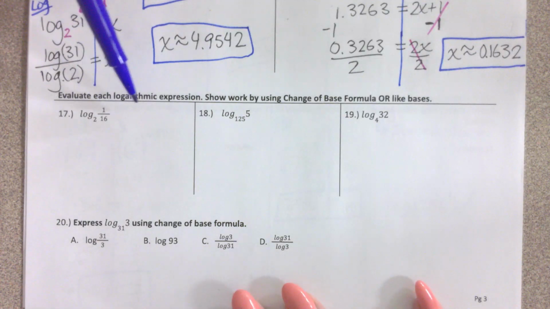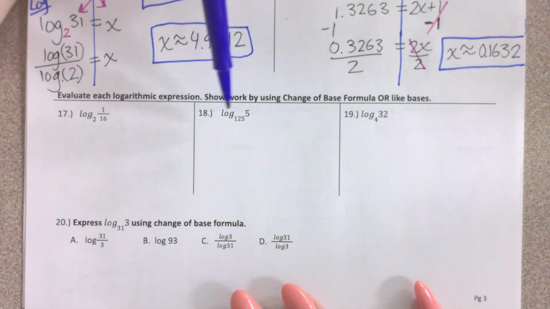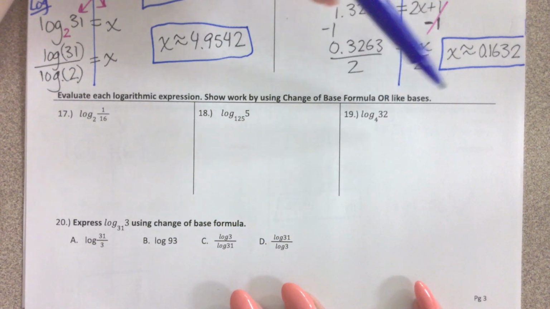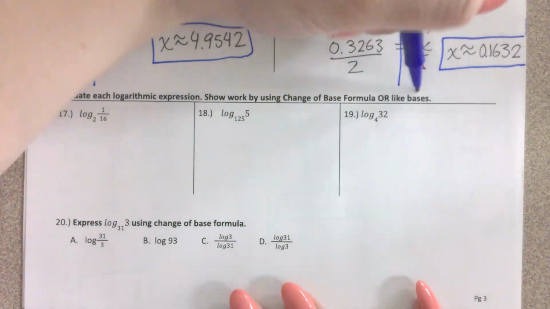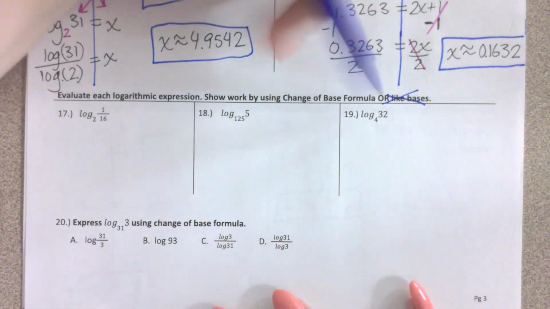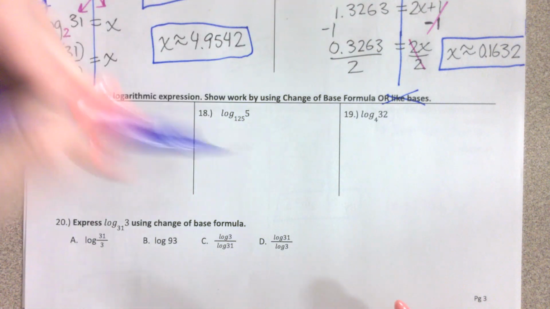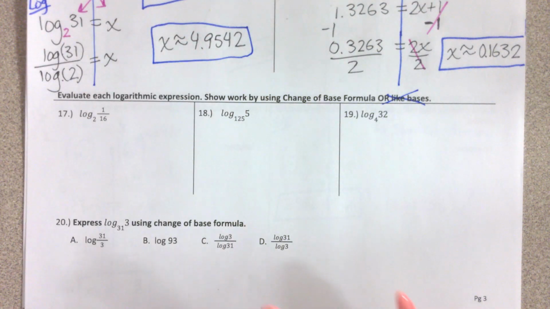Evaluate each logarithmic expression. Show work by using change of base formula or like bases. We actually didn't talk about that, so don't even worry about it. Change of base formula. Basically put this in the calculator and get an answer. Now remember, they're supposed to be very easy problems, very easy to get points for them. But you have to show your work if you want the points. I want to make sure that you actually know how to get the answer.